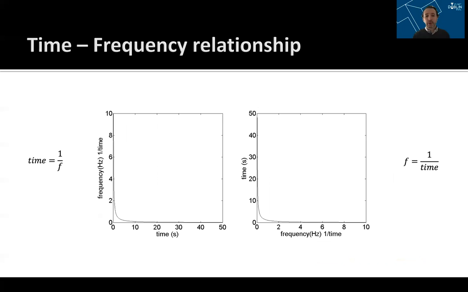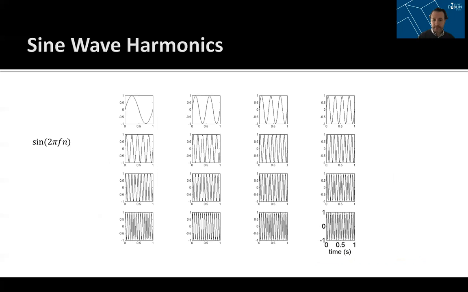So, of course, what's the relation between time and frequency? 1 over time is frequency. 1 over frequency is time. So now we get into how we do this. How do we add frequencies together to describe more complicated signals?